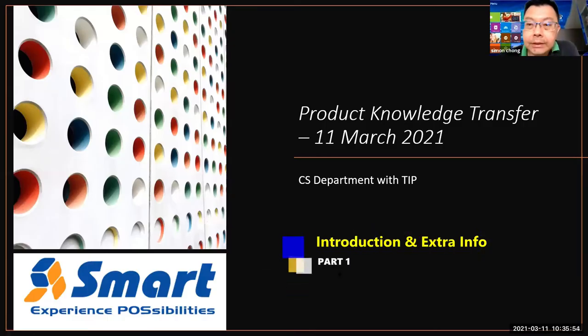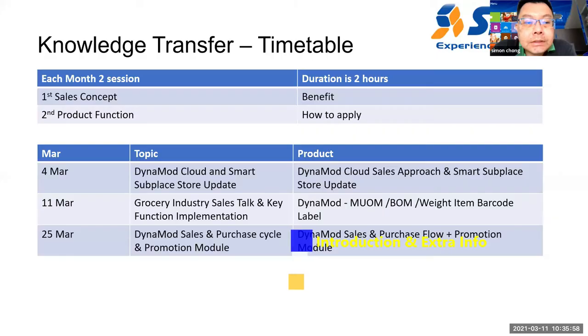Before I start this section, I just want to highlight that today is the 11th of March. Today's topic is the grocery industry and the key function implementation. Then the training session before, on the 25th of March, covered the Dynamode sales and purchase cycle plus the promotion module.